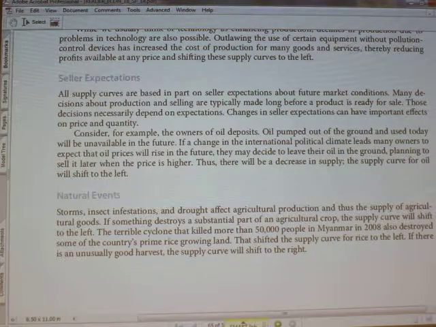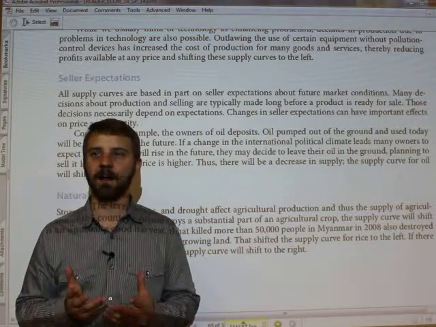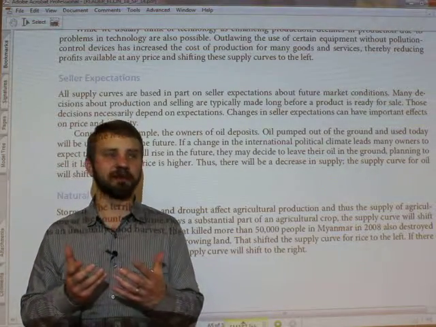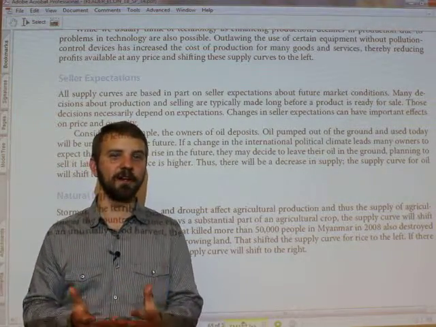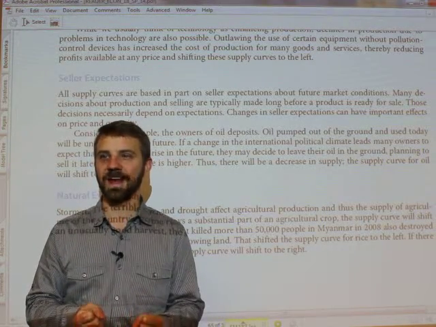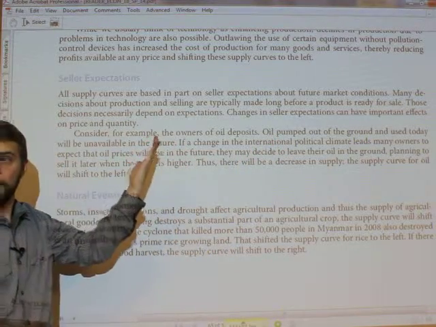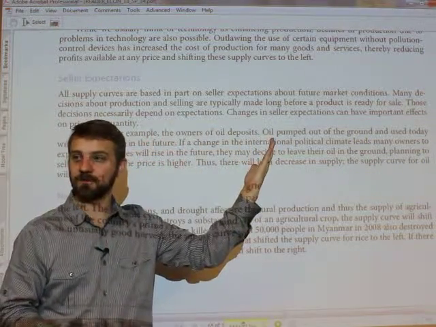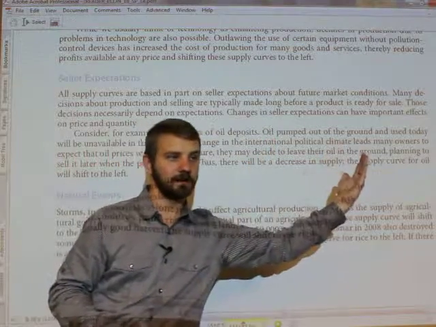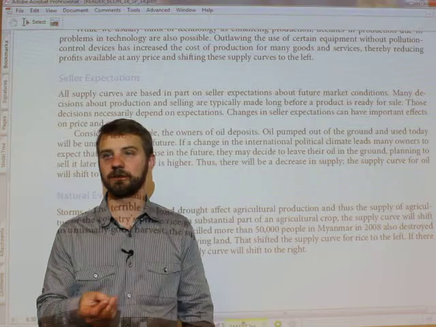I would say generally the things to keep in mind for supply are if it affects the production of the good, it's going to cause the supply to shift. If it affects the production negatively, then the curve is going to shift to the left. If it affects the production positively, the curve is going to shift to the right. That's your best bet for keeping track of these supply shifters.